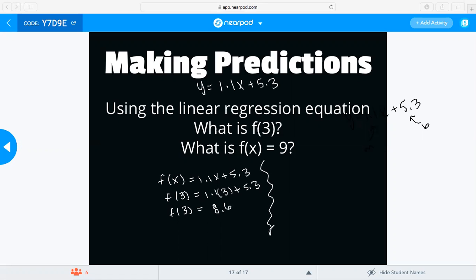The second question says, what is f of x equals 9? What is that asking? y equals 9, so that's asking for x. I know it's saying y equals 9 because f of x, the whole thing, represents y. So this is saying, when y equals 9, what is x? So I'm replacing y with 9. No, I've got to find x. Well, how do I find x?